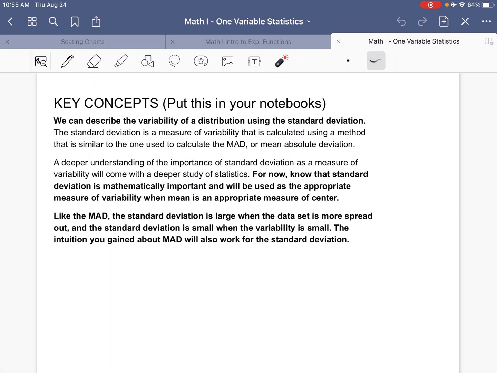Deeper understanding of the importance of standard deviation will come with deeper study of statistics. For now, know that standard deviation is mathematically important and will be used as the appropriate measure of variability when mean is an appropriate measure of center. So that would be with your symmetric distributions. With a symmetric distribution, you're finding a mean, and you can use either MAD or standard deviation. The intuition you gained about MAD will also work with the standard deviation. So again, the higher the standard deviation number, the more variability there is. And we can use this number to compare data sets to each other.